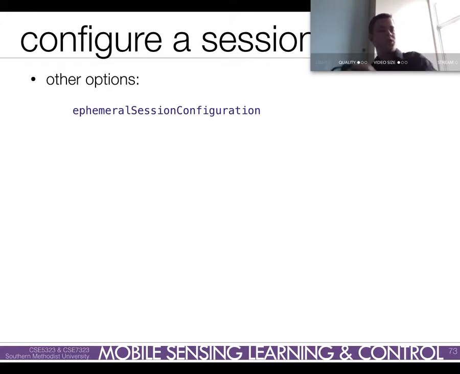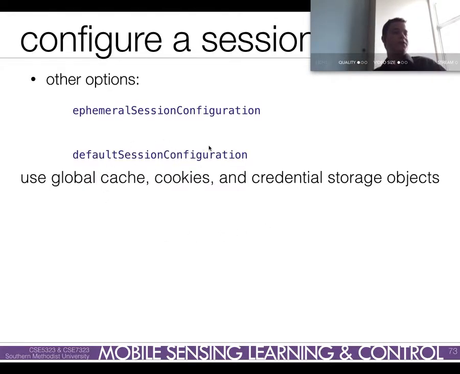Okay, so I want to configure a session. There's other options. The default session configuration uses the global cache. You can have cookies and the credential storage options. So if you're using the Dropbox API, right? Default session configuration is what you'd want to use. It would use the global cache as long as you had used your app to log into Dropbox. You would have this global cache authentication.